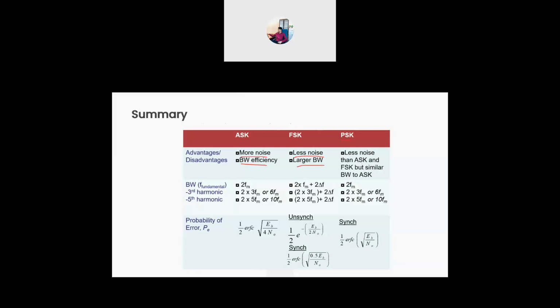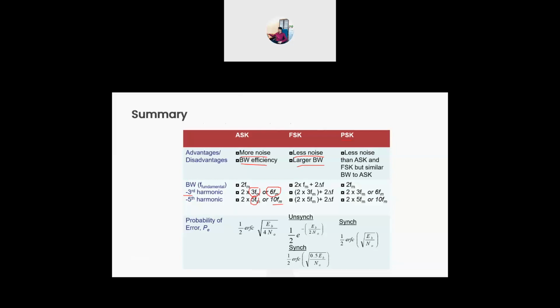Like what we covered just now, the bandwidth for PSK is equal to ASK. However, compared on noise, PSK still has less noise problem than ASK. For the bandwidth calculation, ASK is 2 FM. If we calculate up to 3 harmonics, it will be 2 times 3 FM, which is 6 FM. If up to 5 harmonics, it will be 2 times 5 FM, so 10 FM.